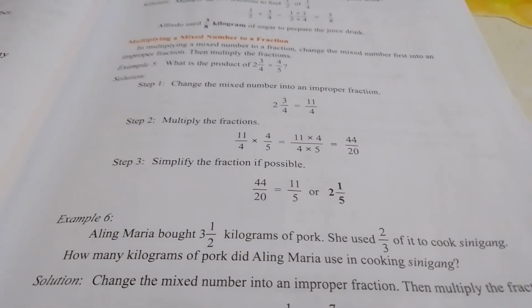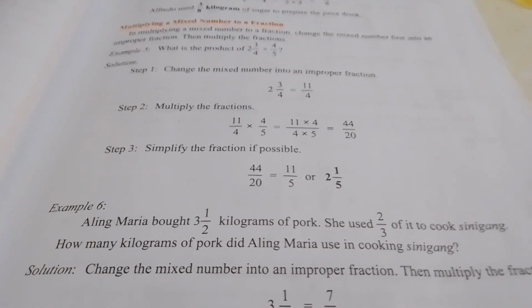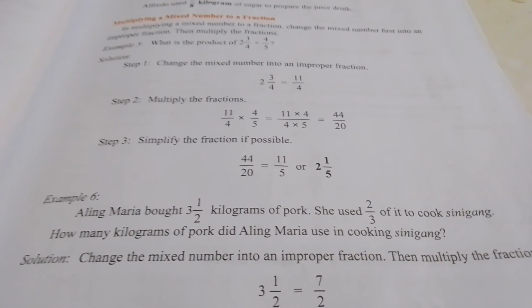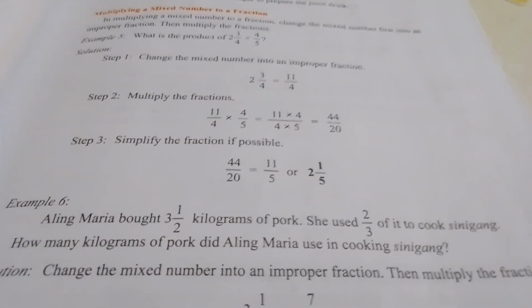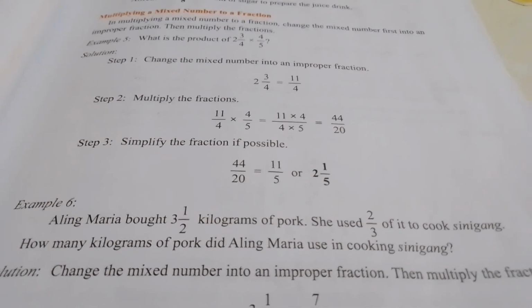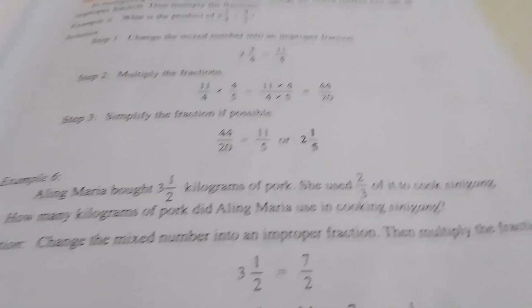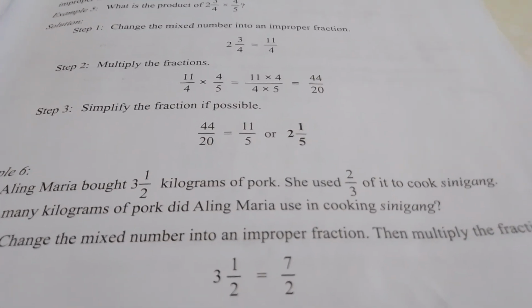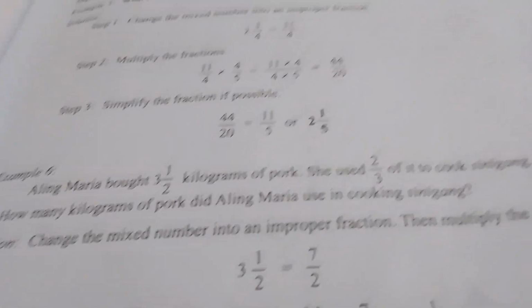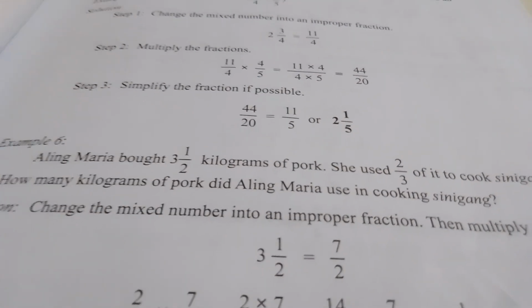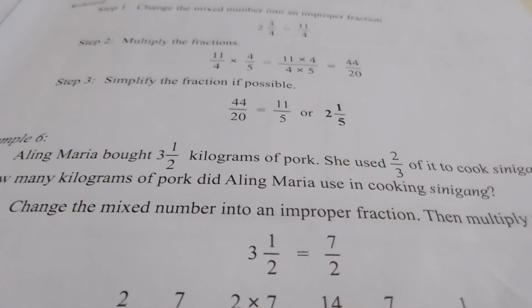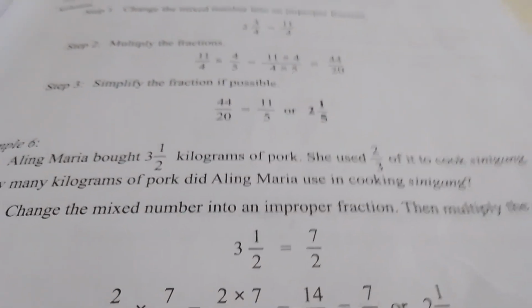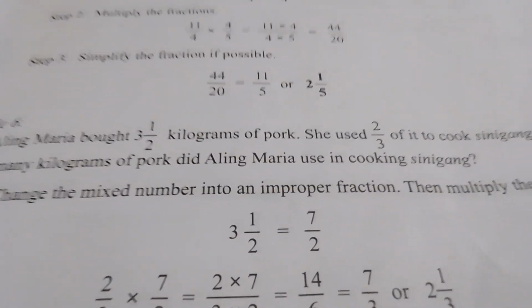Like for example, what is the product of 2 and 3/4 times 4/5? Change the mixed number into the improper fraction. So 2 times 4 is 8, 8 plus 3 is 11, so 11/4. Then you need to multiply the fractions together. So first, see, 11 times 4 is 44, and 4 times 5 is 20. You need to simplify the fraction if possible, so 11/5 or the 2 and 1/5.